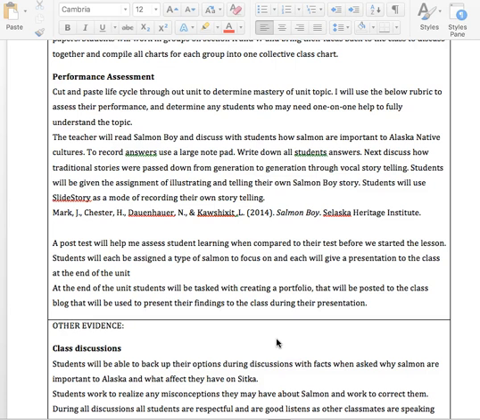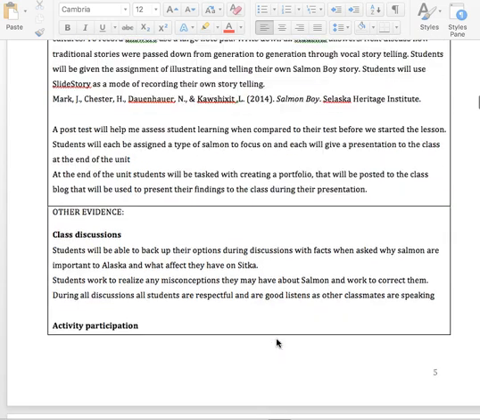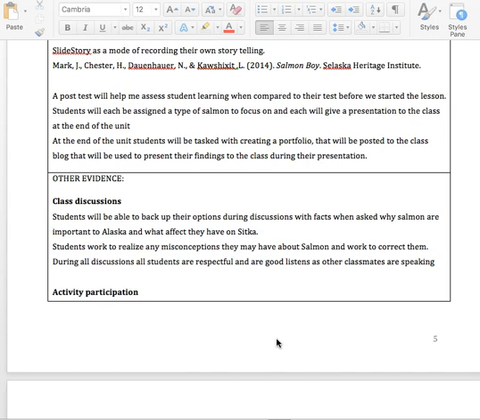For an assignment, the teacher will read Salmon Boy. After reading this book, students and teacher will discuss how salmon are important to Alaska culture. The teacher will record the answers on a large notepad, and they will discuss the idea of storytelling and oral storytelling. This will lead into students illustrating and telling their own story or version of the Salmon Boy story.